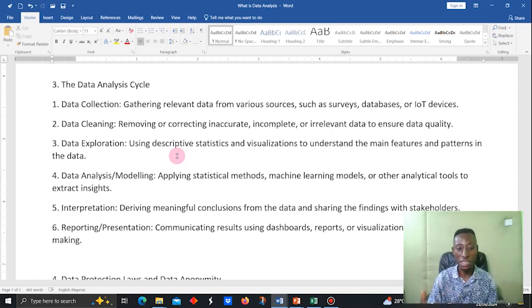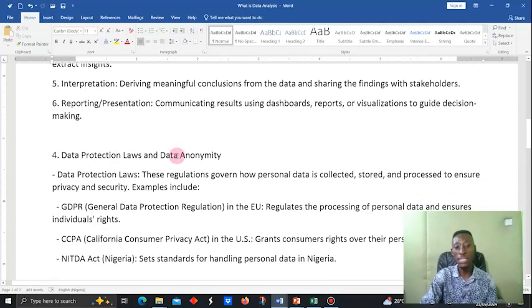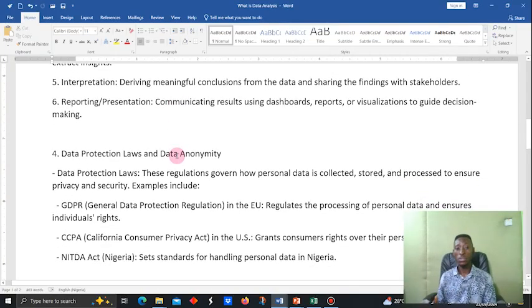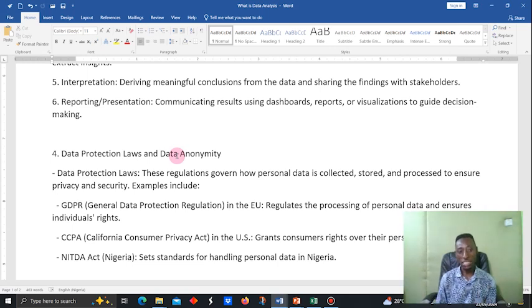Now, we look at interpretation. You derive meaningful conclusions from data and share your findings with your shareholders or your stakeholders, so they get to understand the information you're trying to pass across. All right. Now, reporting and presentation. Communication here is key. So you communicate using your dashboards, your reports, and your visualizations to guide decision making.